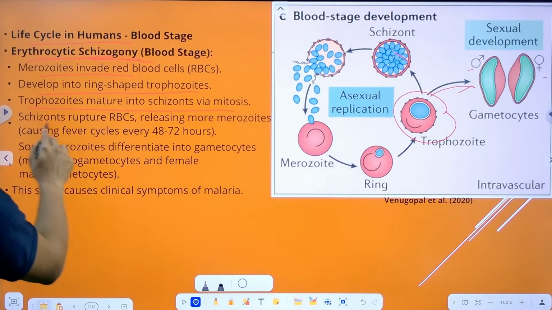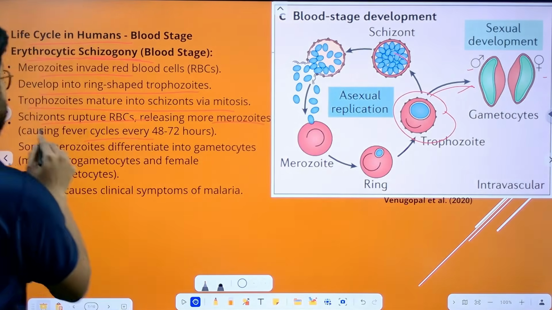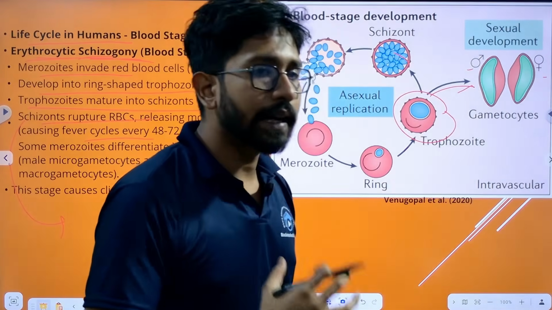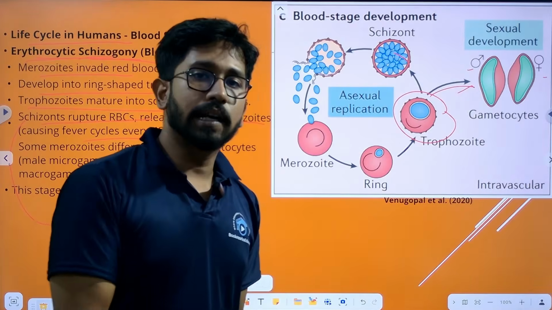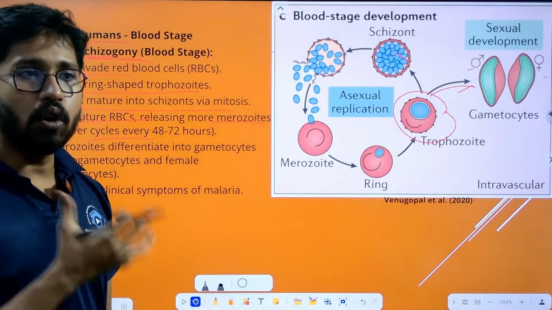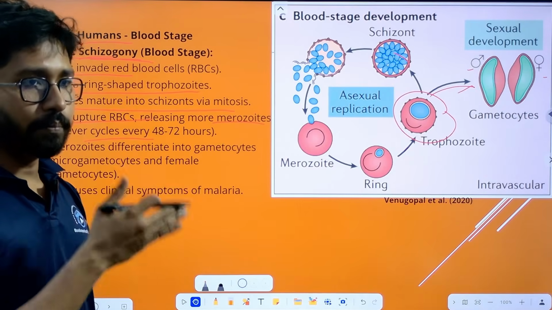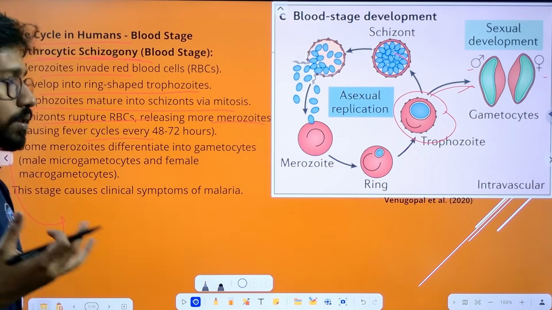Schizonts rupture the RBC, releasing more merozoites. See, this is why malaria can cause anemia and further blood-related diseases, because they are constantly rupturing and using your RBCs as a vehicle. So your red blood cell count drops and your immune system also gets affected.